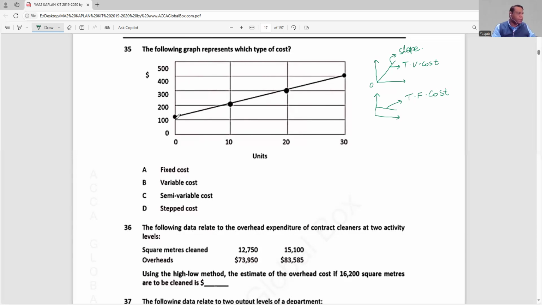But here, this graph has a straight line starting from here, where we have $100, and this $100 is constant up till 30 units. So this $100 represents the total fixed cost. But we also have a slope which starts from $100 and heads till $400. This slope is called total variable cost. The sum of total variable cost and total fixed cost is called what? Semi-variable cost. And another graph we have, if it is given like this, it is called step fixed cost.